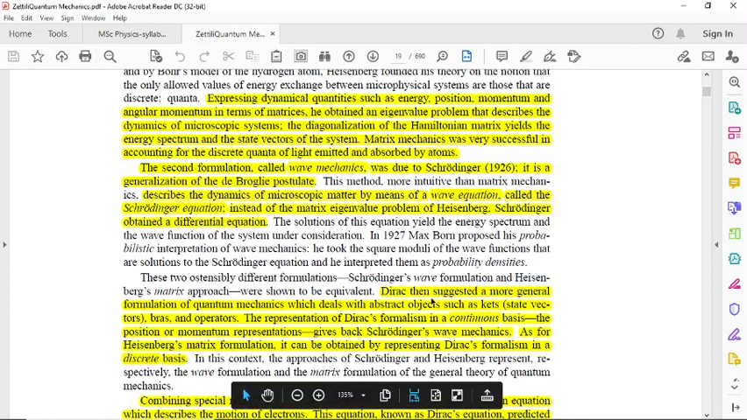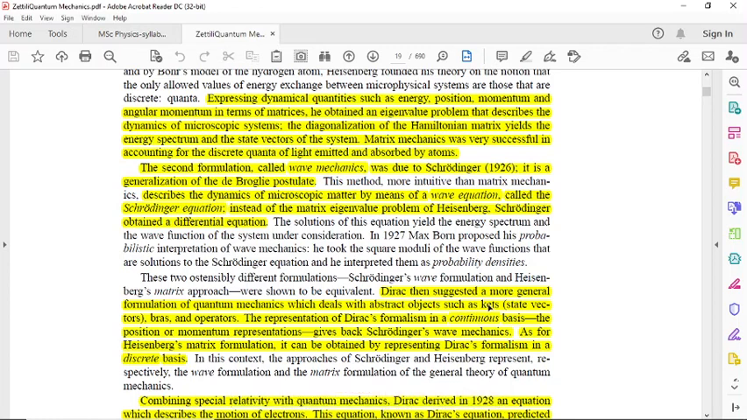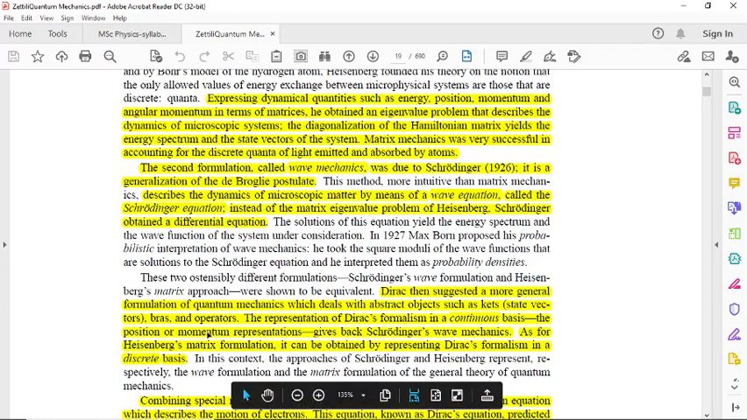Dirac then suggested a more general formulation of quantum mechanics, which deals with abstract objects such as ket vector, and bra vector and operators. The representation of Dirac formalism in a continuous basis, position or momentum representations gives back Schrödinger wave mechanics. As for Heisenberg matrix formulations, it can be obtained by representing Dirac formalisms in a discrete basis.